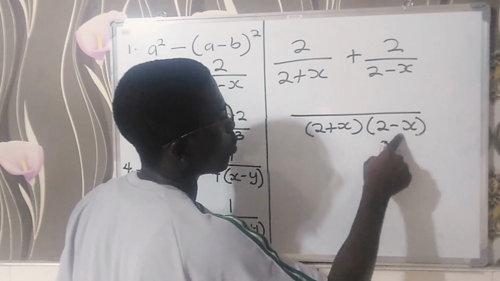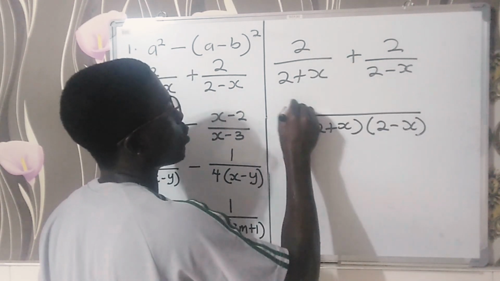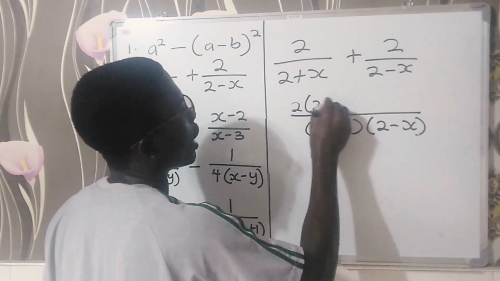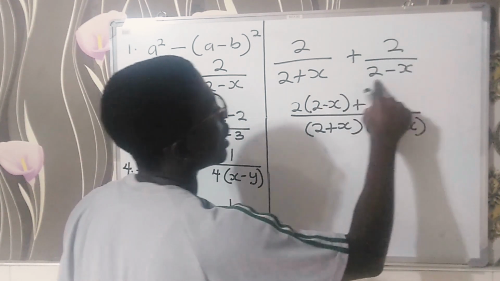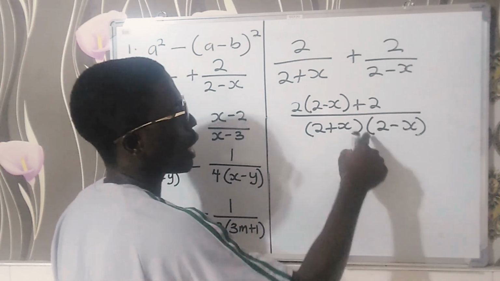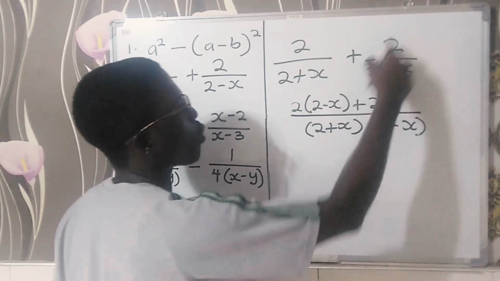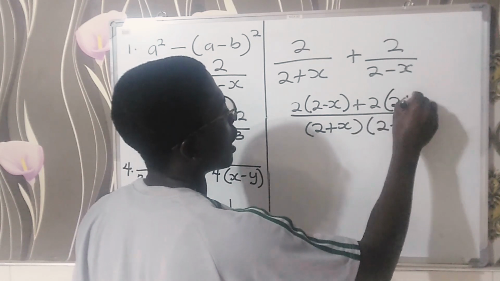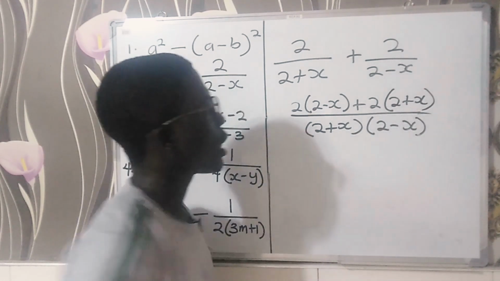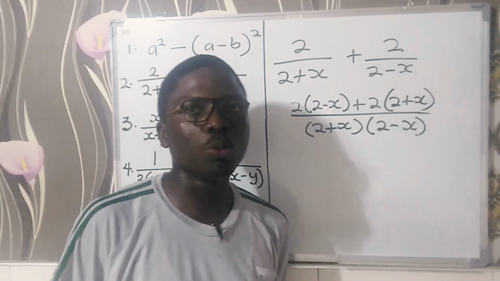Good. So this goes into this once. 1 times this is 2 minus x, and it will multiply the numerator, which will be 2 into bracket 2 minus x. We have our plus, we bring our 2 here. This also goes into this once. 1 times this is 2 plus x, which will also multiply the numerator, which is what? 2 into bracket 2 plus x. We then expand the numerator.